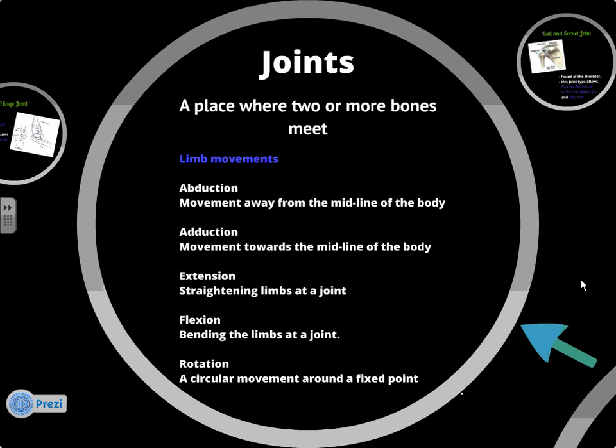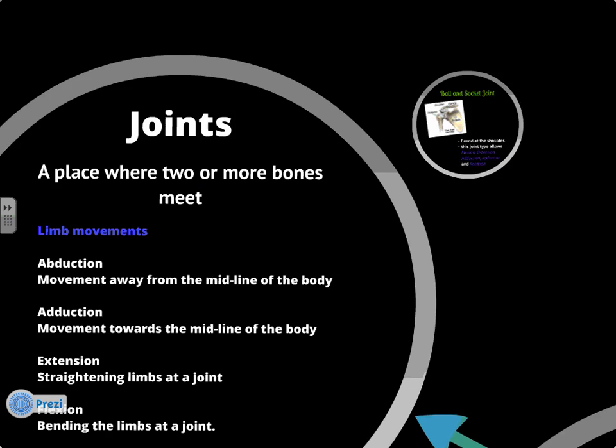Limb movements possible at joints include abduction, which is movement away from the midline of the body. Adduction, movement towards the midline of the body, such as bringing your arm in towards your waist. Extension, straightening limbs at the joint. Flexion, bending the limbs at a joint. And rotation, a circular movement around a fixed point.